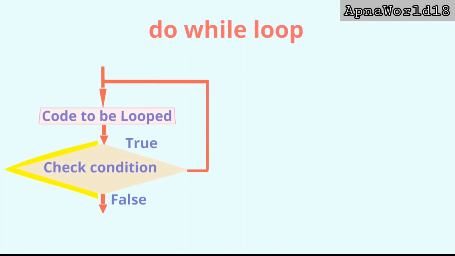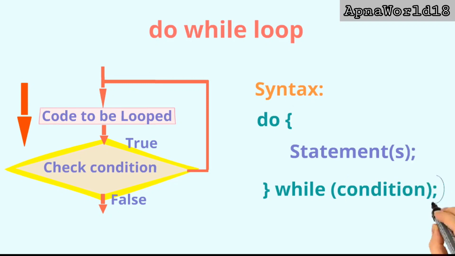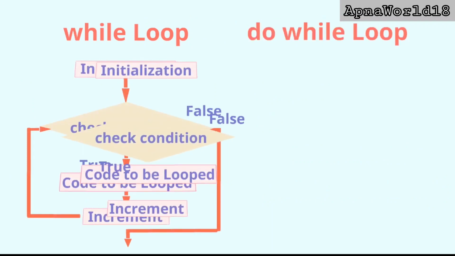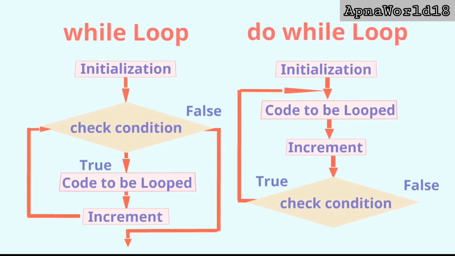Now, let's look at the do-while loop. In a do-while loop, the test condition comes after your loop, so the loop is executed at least once. Do note the syntax, as this loop has a semicolon at the end. If you want to compare the while with the do while, it restructures like this. Let us see this with an example.